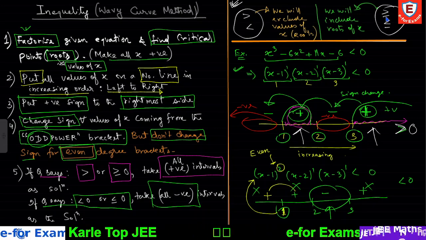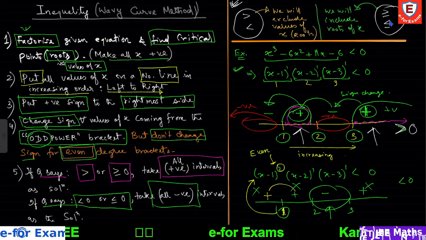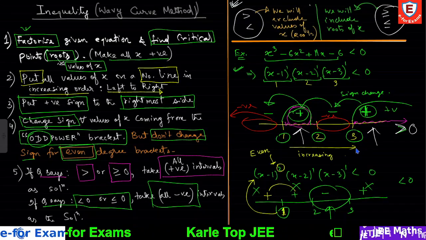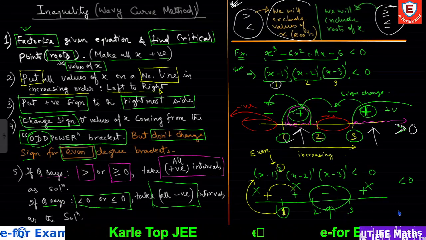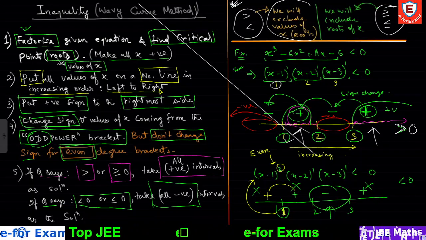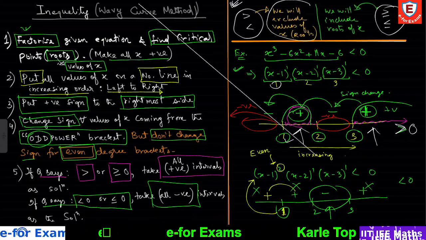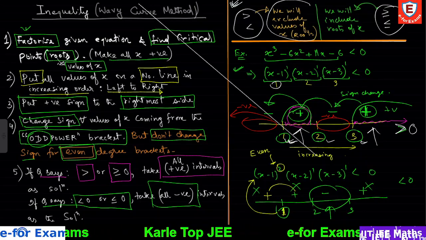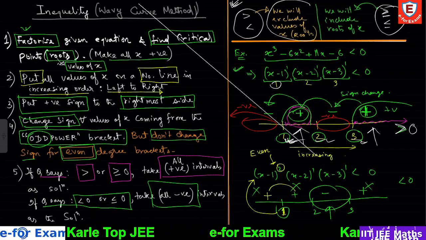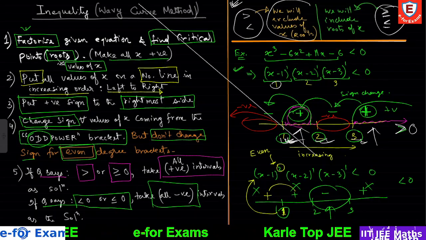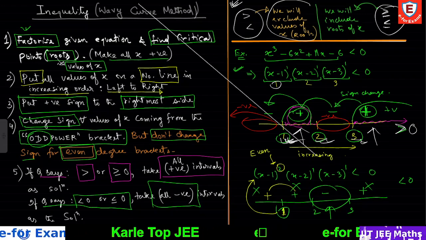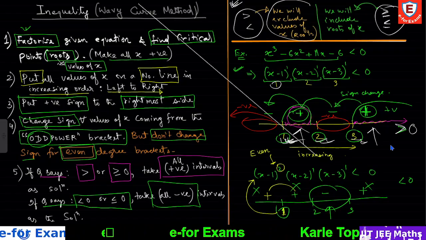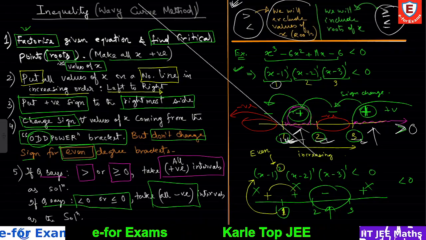If it is greater than equal to or less than or equal to, we will include this solution. 1, 2, 3. These are the solution, right? So we will include them in the solution. Let us do some examples based on Wavy curve method.